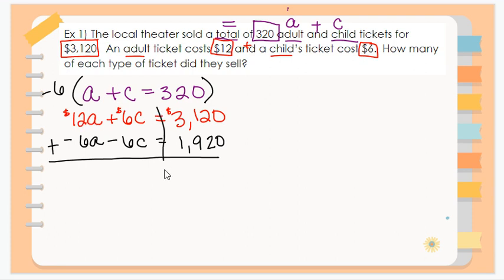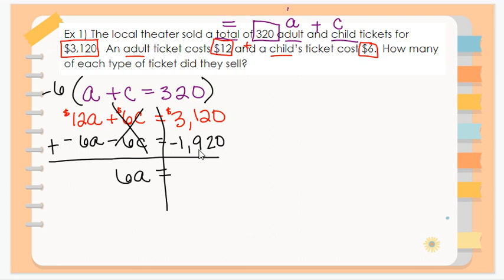All right, so I'm ready to add these two equations up. I'll draw my lines here. Positive 6C and negative 6C cancel, and 12A plus -6A is a positive 6A. And then 3,120 plus, that should be a negative.